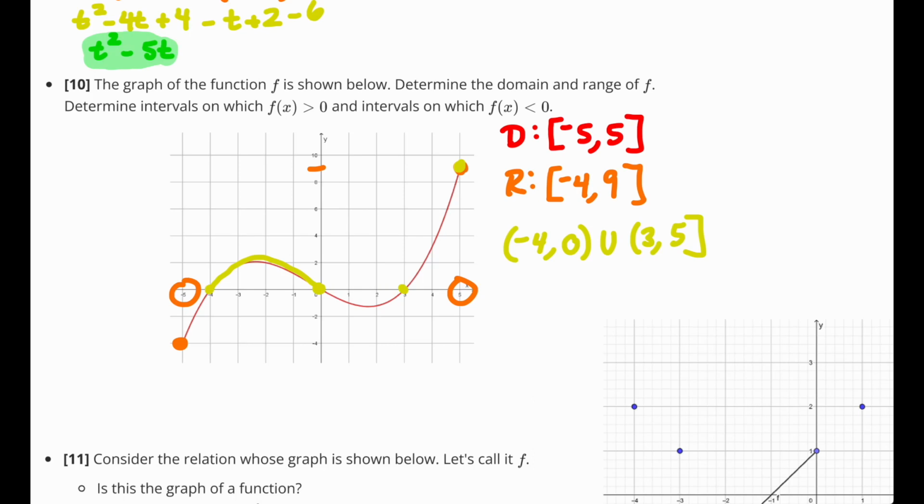The next thing is, where is f negative? Well, f is negative below the x-axis, so this part right here. So it's going to be negative 5 inclusive to 4, but not including the 4 because it's equal to 0 there. Union, let's see here, from 0 to 3, but we can't include 0 and 3 because they're equal to 0 at 0 and 3. So you have something like that.